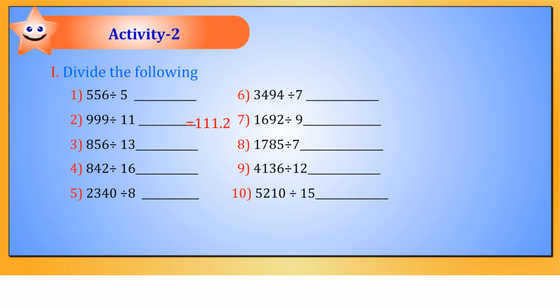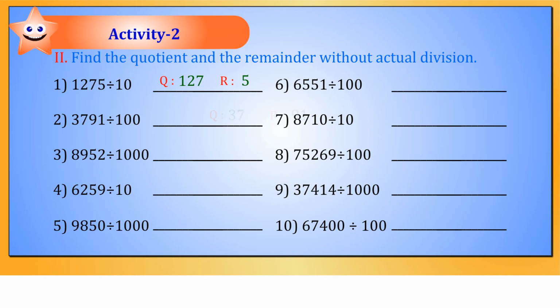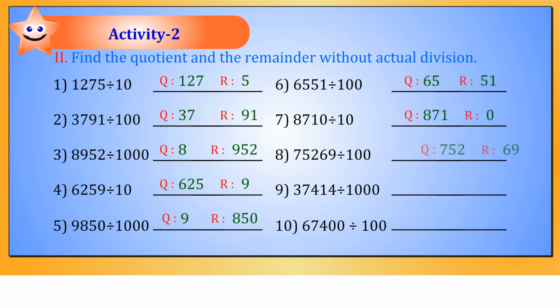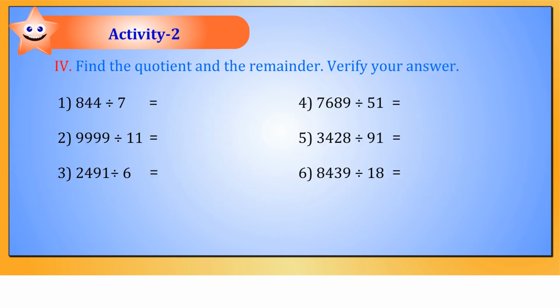Activity 2. Divide the following. Fifth, the capacity of the water tank is 4,860 liters. Find the total number of buckets that can be filled out of it. If the capacity of each bucket is 45 liters, will any water be left in the tank?